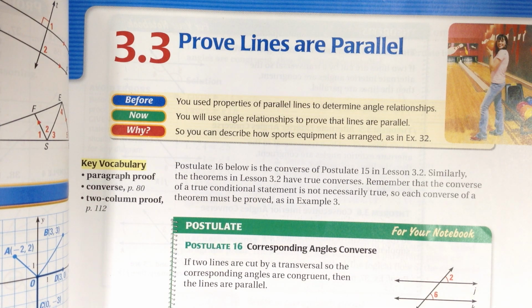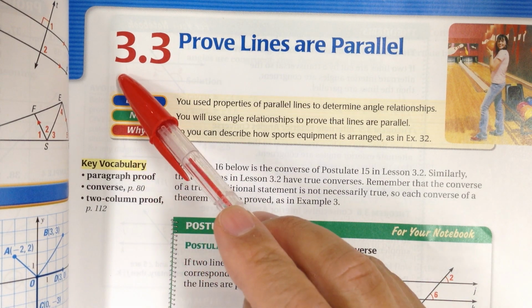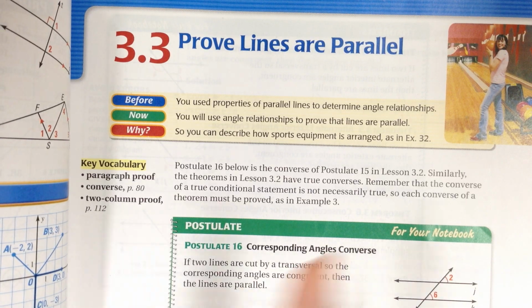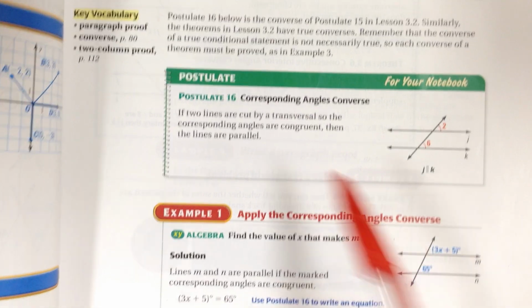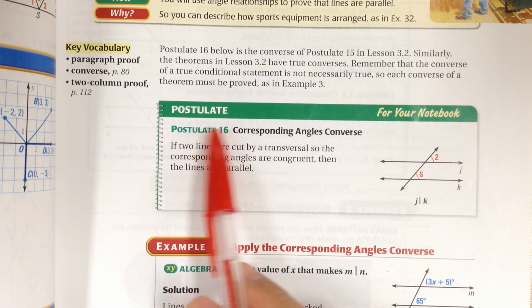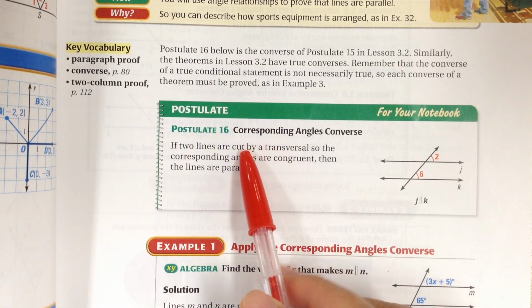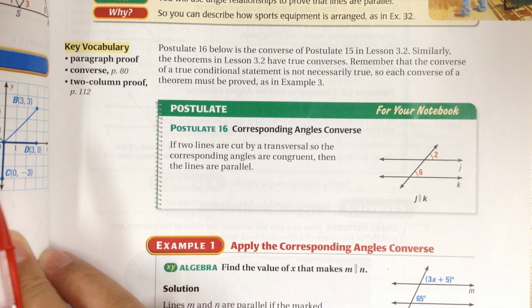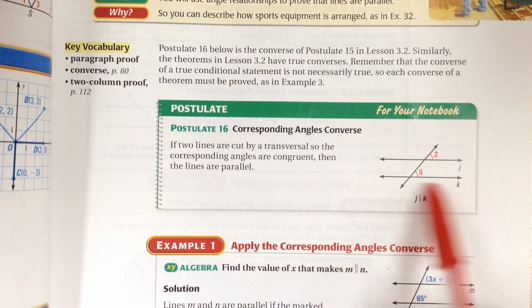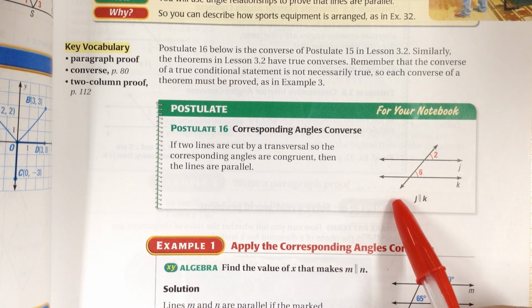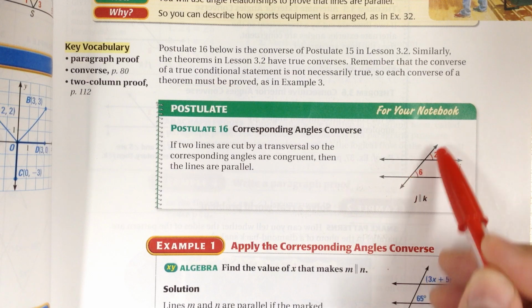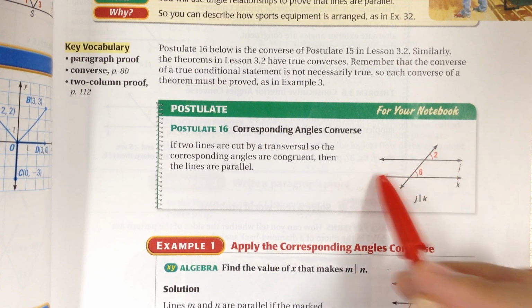Let's go to page 161, and this is lesson 3.3, and this lesson is to prove lines are parallel. So let's go over postulate 16, the corresponding angles converse. This one says if two lines are cut by a transversal, and the corresponding angles are congruent, then the lines are parallel.